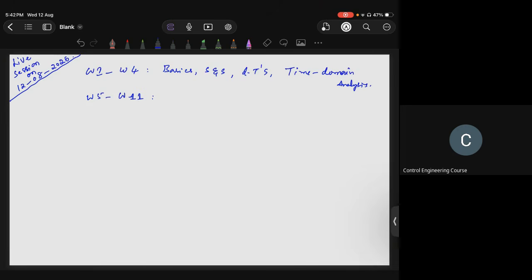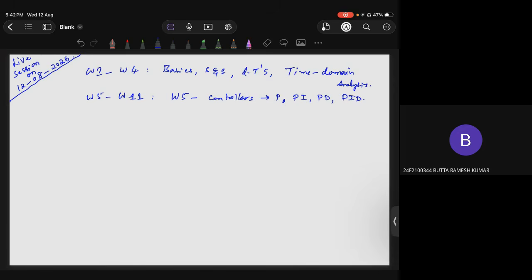Basically, week 5 is about controllers. So controllers in this sense, we have studied the P controller, proportional integral controller, proportional derivative controller, and PID controllers. I have gone through the lectures. It is very vast, but can you just summarize your view on this week 5?